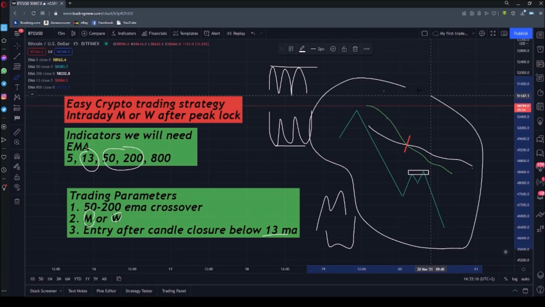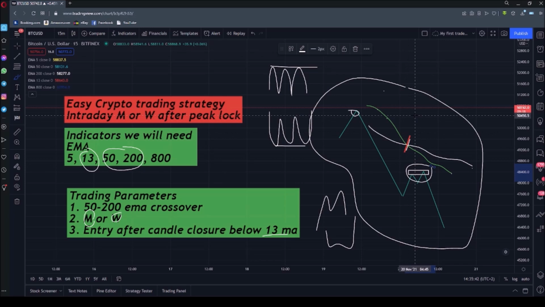This is a model of what I will show you on the charts. In this case, we can see that the market is coming from this point, and the 50 in this case is the one in green and the 200 in white. We had this crossover. After this crossover, we know that we are now only looking for double tops or triple tops, since we are now in a downward market context.